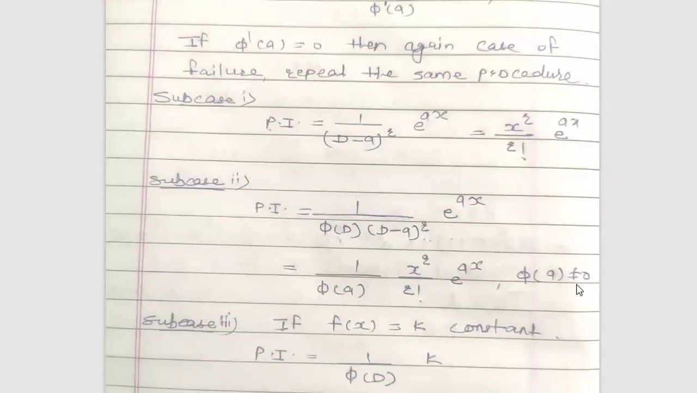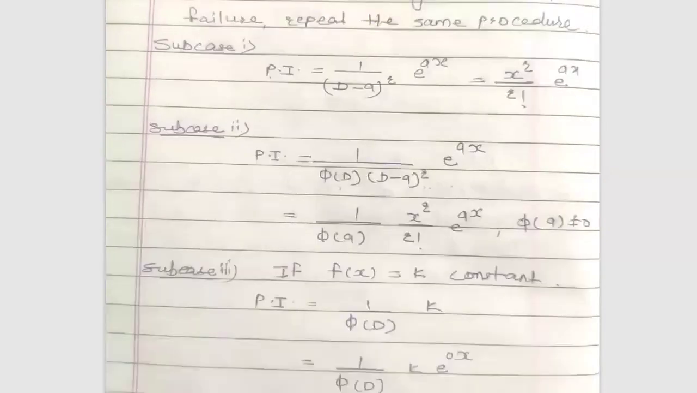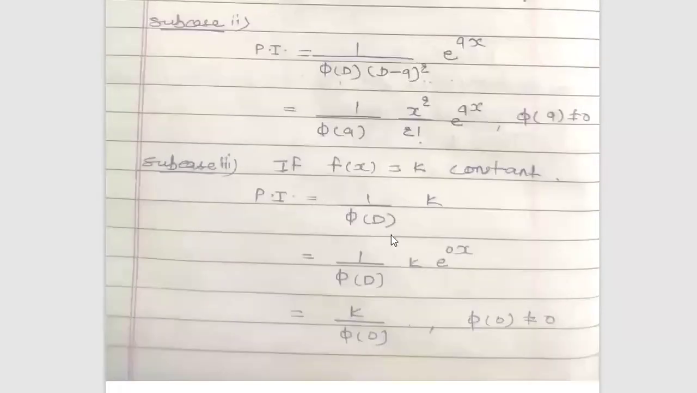Case 1, sub case 3. If f of x is equal to k, constant, then how to find the PI? Then the PI is equal to 1 upon phi of D into k, because your function is a constant term k. Then in that case, you replace that D by 0, and that function will be phi of 0.